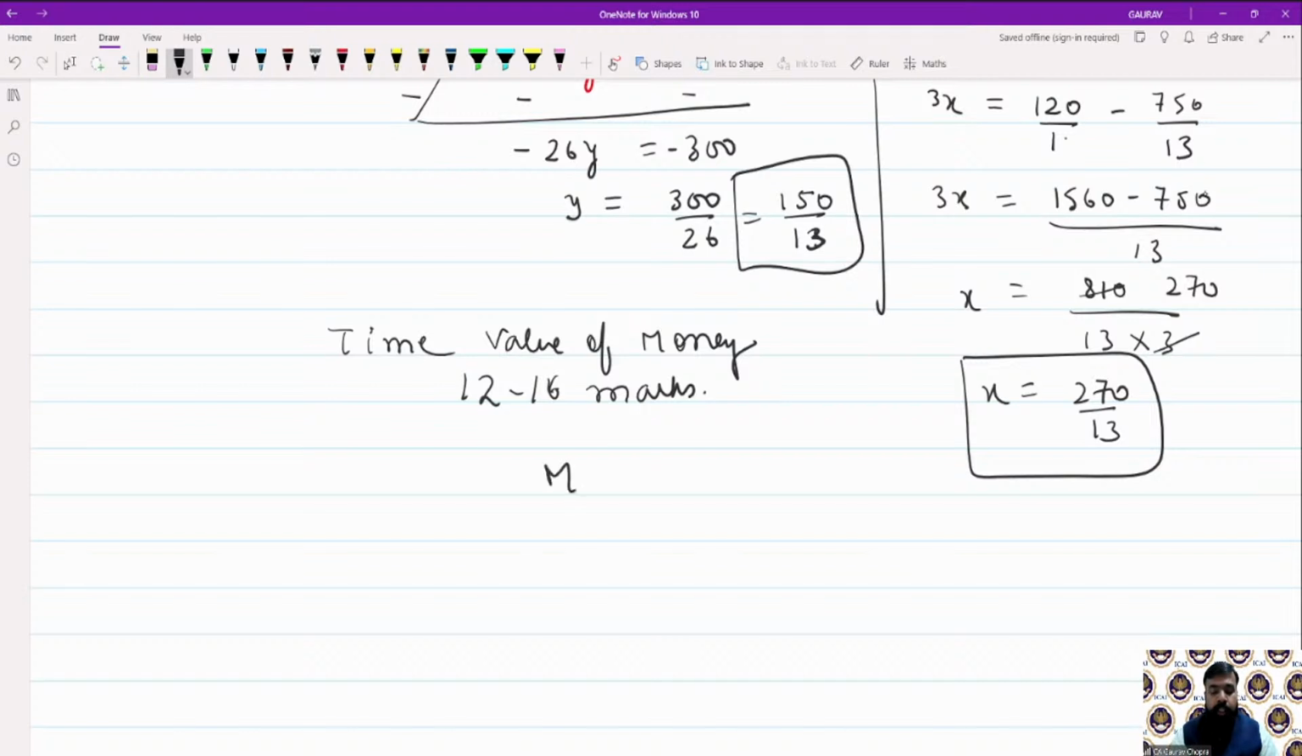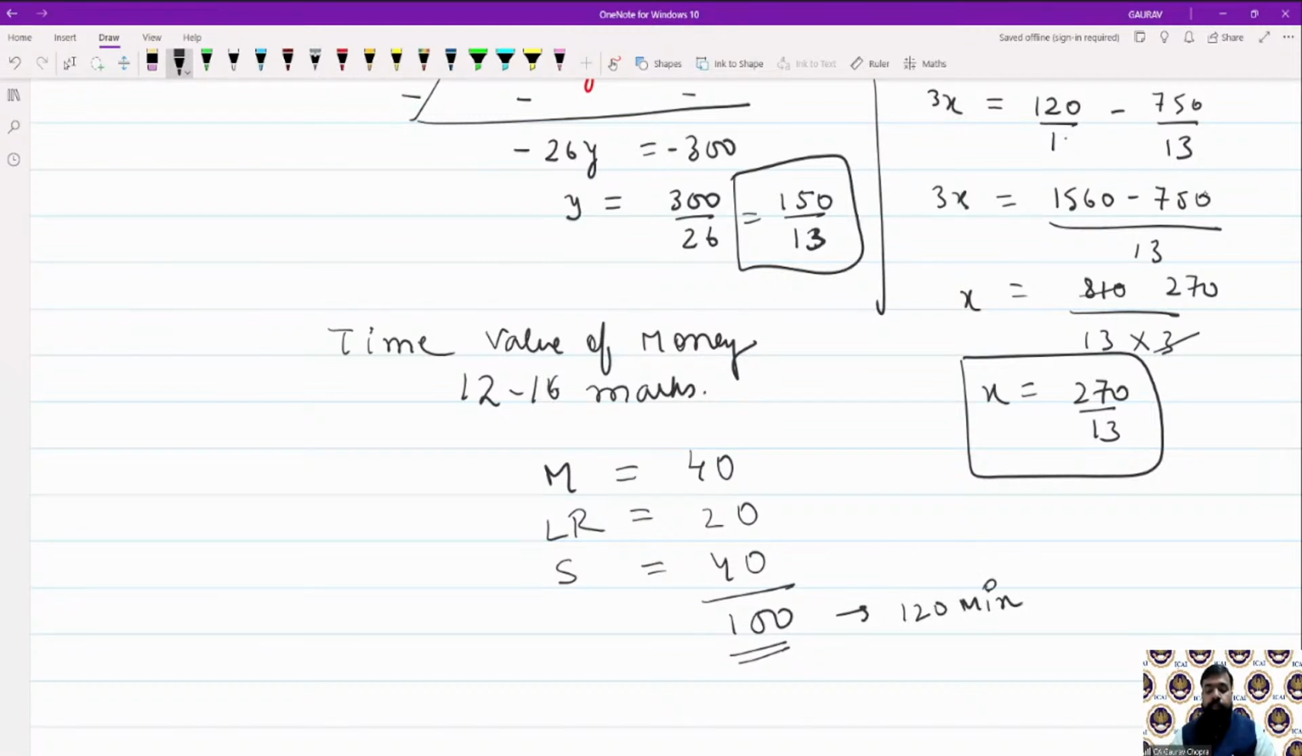So overall, if you see, mathematics is 40 marks, logical reasoning is 20 marks, and statistics is also 40 marks. So in total, there are 100 marks in the paper. And I think it is not difficult to score in this subject, but the only challenge is the time constraint. If you focus on your calculation, it becomes very easy, because for solving 100 questions we have 120 minutes. So you have to be very, very quick.